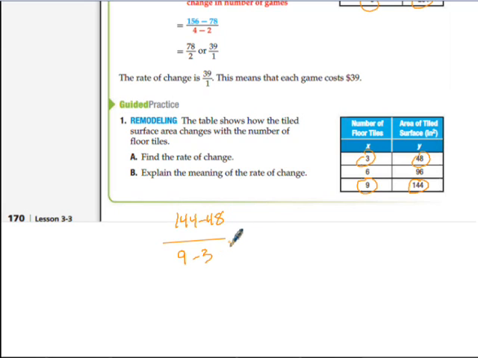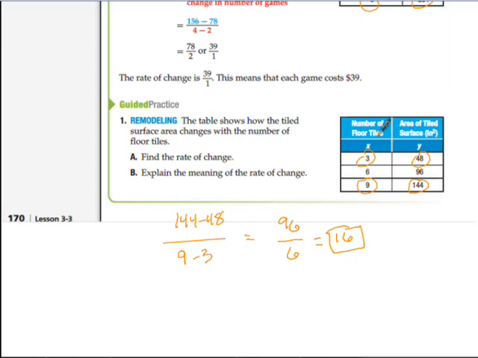So 144 minus 48 is, hopefully somebody said 96. And 9 minus 3 is 6. And then we always want to simplify, always, always, always. And so that's 16. So the rate of change is 16. That's part A. Part B is what's the meaning of the rate of change?